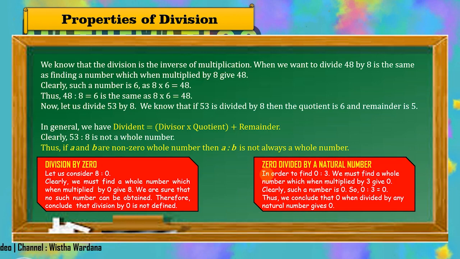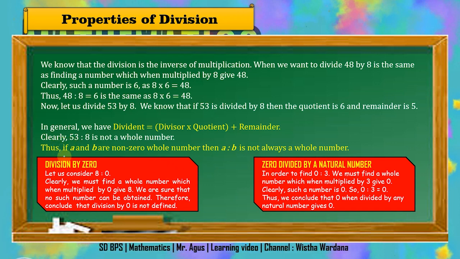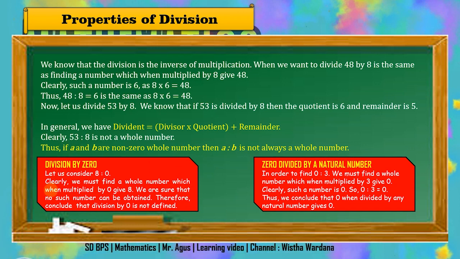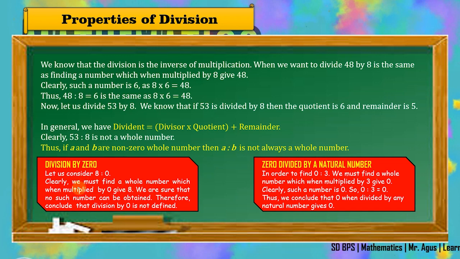And then we have two properties in division of whole numbers. Start from the first one, division by 0. Although both of these properties are not mathematical properties as such, you can learn about them because they help you understand more about the meaning of division.